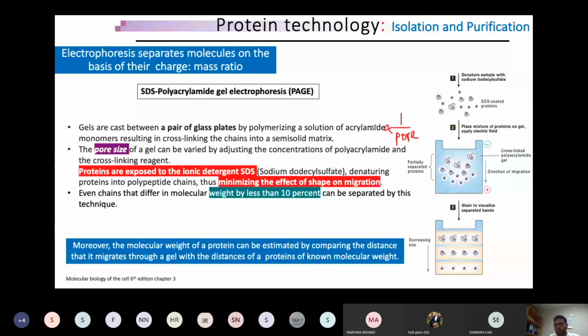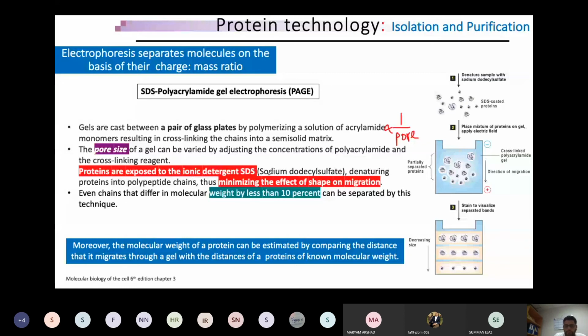So pore size is inversely proportional to the acrylamide concentration. So you decide the pore size carefully so that you can separate the proteins. I am not going to focus on this much more, you can read it yourself. Before loading, proteins are exposed to the ionic detergent which is called SDS.